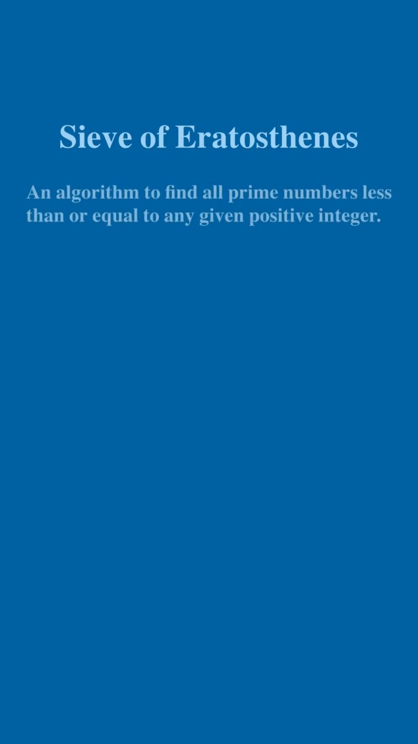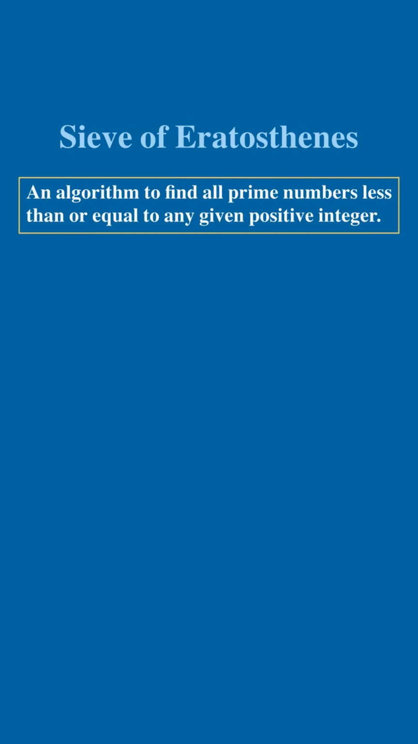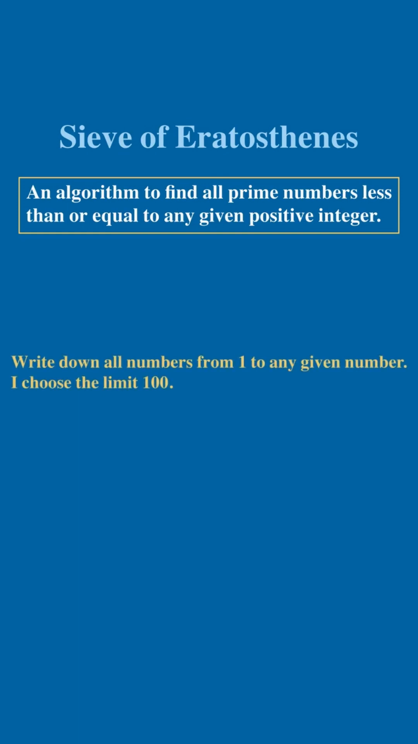The Sieve of Eratosthenes is an algorithm to find all prime numbers less than or equal to any given positive integer. In this video, we want to show how the algorithm works. Firstly, we write all numbers from 1 to 100.